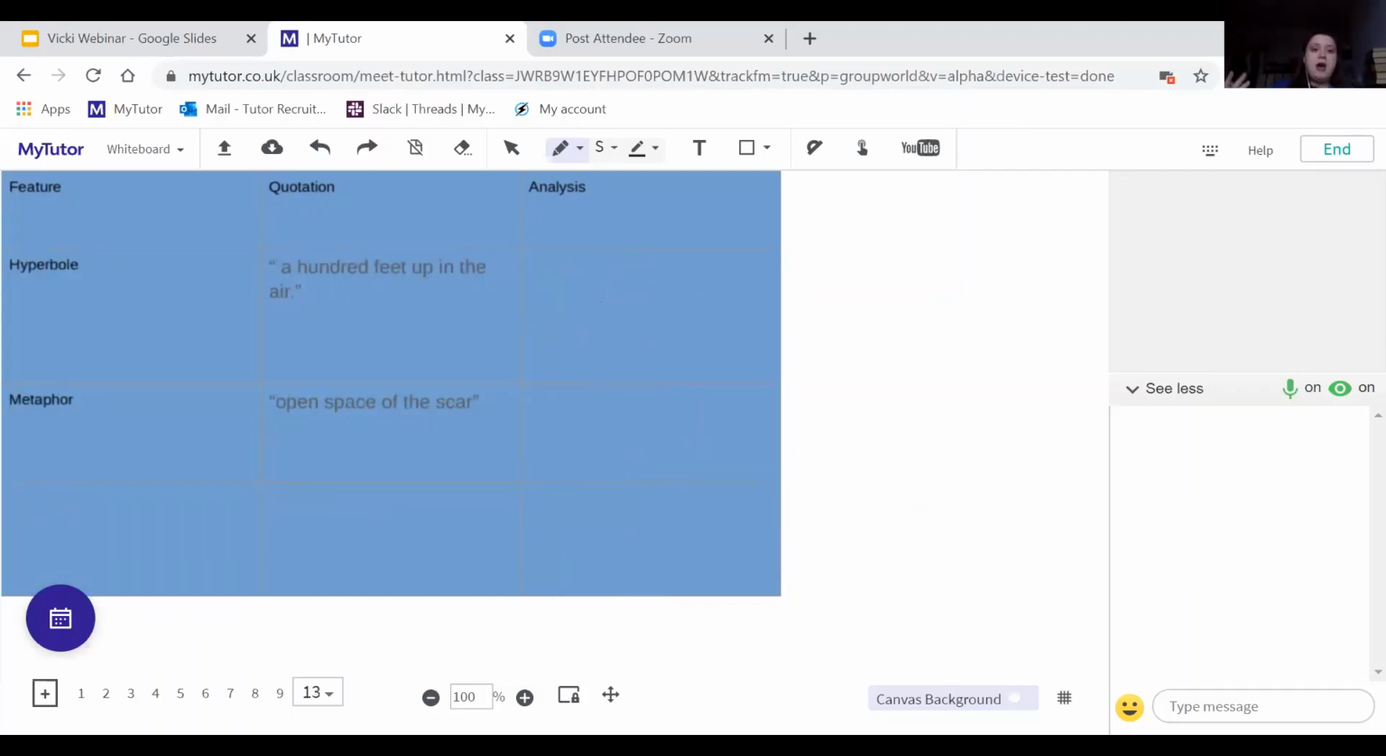Right, hyperbole, 100 feet up in the air. So this is what we can relate to the boys themselves. Why might boys say that something is bigger? So for example, when I came to the area that I live in now, when I was at primary school, I thought that buildings were absolutely massive. Now that I live here, they don't seem as big to me anymore. So why might that be?